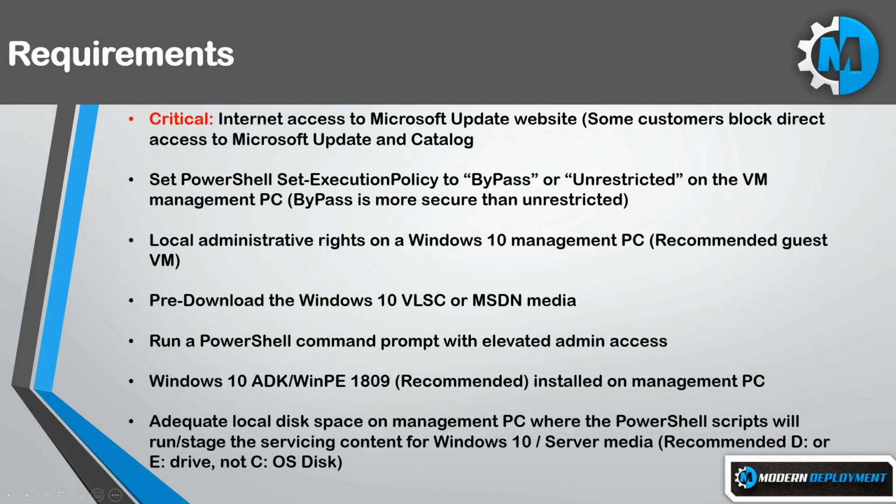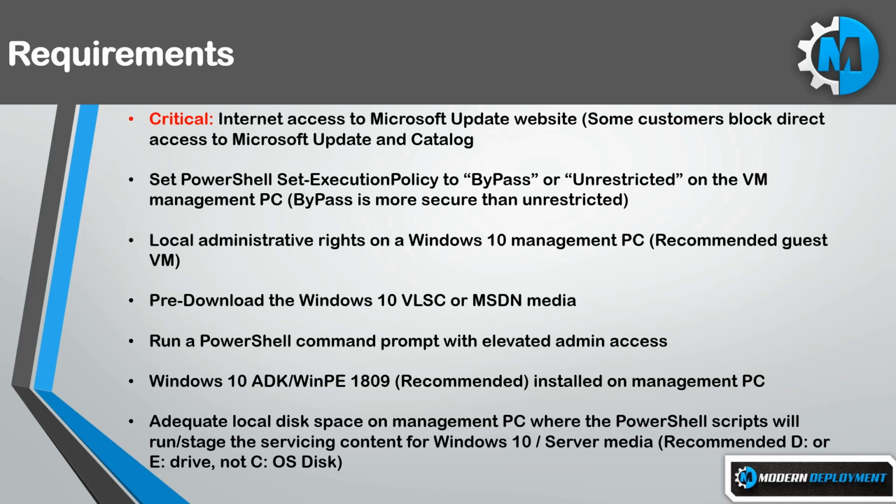Some of the requirements, the number one requirement, this is critical, is that you have internet access to the Microsoft Update website. Some customers directly block Microsoft Update and the Microsoft Update catalog. When you're running this PowerShell module on a management machine, it will actually fail when it's trying to connect to Microsoft Update to get the updates for the servicing stack updates that we talked about in the previous slide. So this is a requirement.